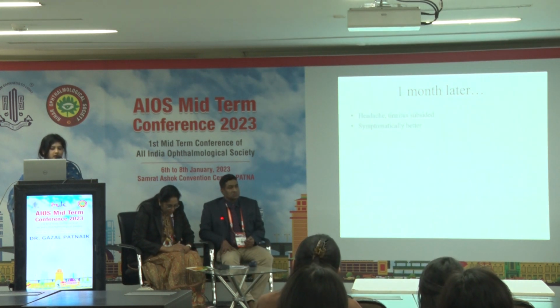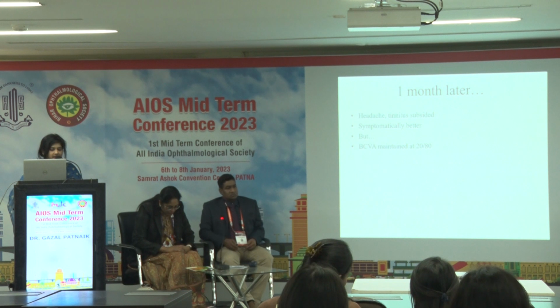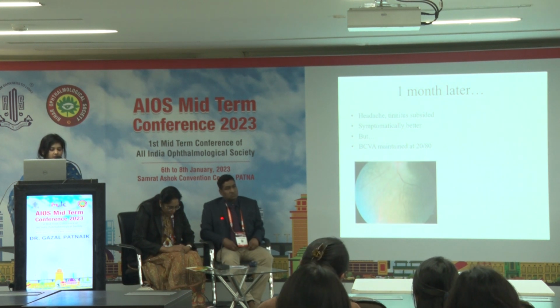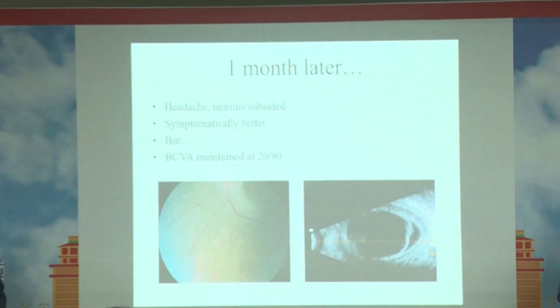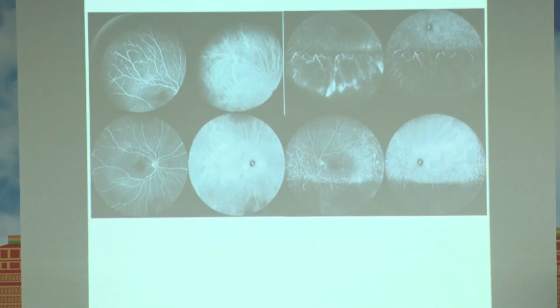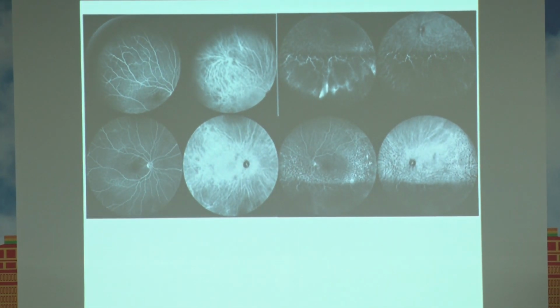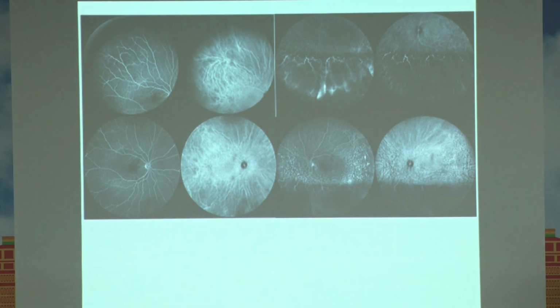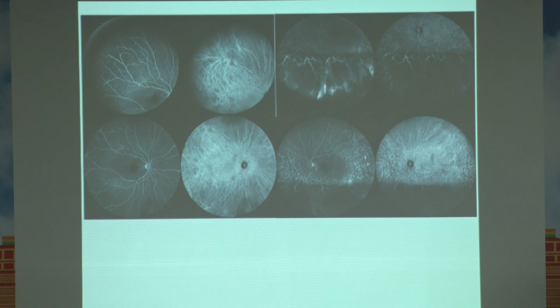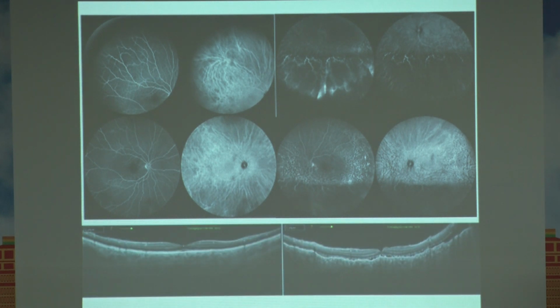1 month later, although the patient was relieved symptomatically, headache and tinnitus subsided, the best corrected visual acuity was maintained at 20/80, and we saw a leopard spot retinopathy in the left eye with persistence of retinal detachment and thickened choroid, although the choroidal detachment had resolved. At this point, fundus fluorescein angiography and ICG, although they showed resolution of the inflammation, showed persistence of retinal detachment and an increase in the leopard spots in the left eye. The OCT also showed resolution of subretinal fluid. However, the hyperreflective foci and the bumpiness of the RPE persisted.